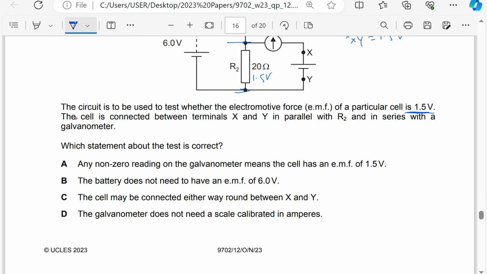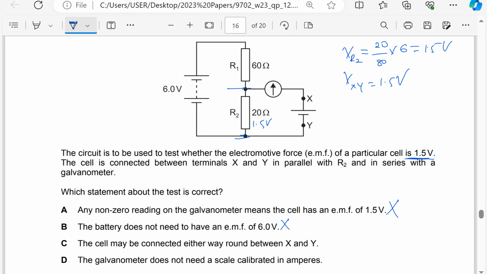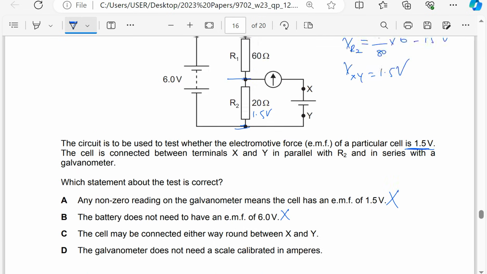Any non-zero reading on the galvanometer means that the cell has an EMF of 1.5? That will not be true. The battery does not need to have an EMF of 6.0 volts? That will not be true, because the PD across R2 may not reach 1.5. The cell may be connected either way round between X and Y.